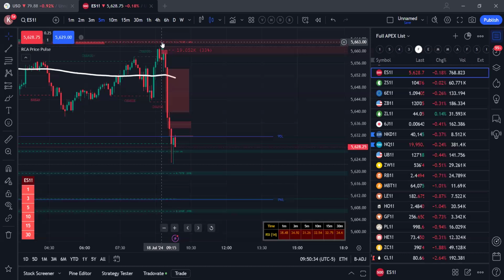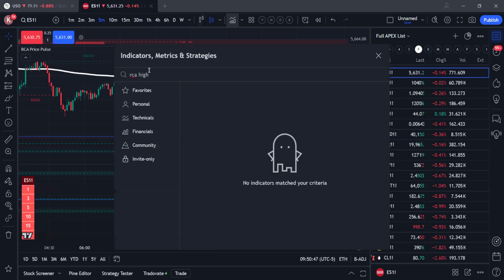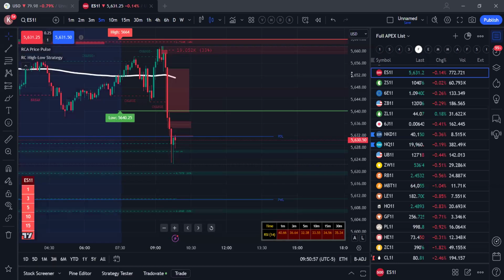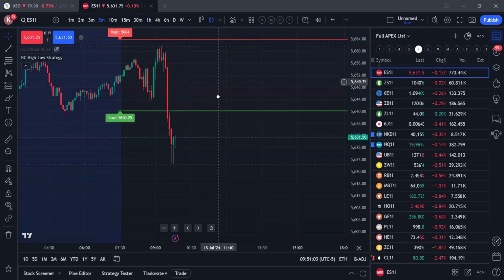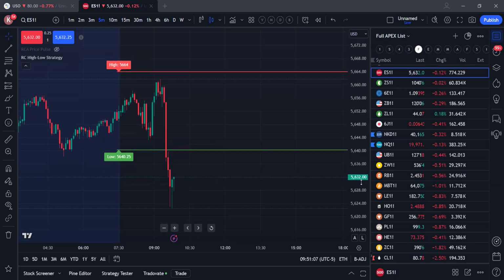Yes, it went all the way to the top, 56.64. I think I shared that level with you also. It may go and touch this level, right? 56.40 is possible. After touching 56.40, there is a high possibility for it to again retrace back.